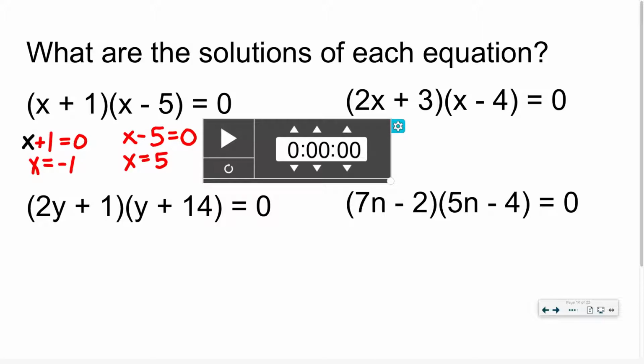y plus 14 equals 0. Subtracting 14 from both sides, y is negative 14. And then Zara did our last one here. 7n minus 2 equals 0. Adding 2 to both sides, 7n equals 2. Divide by 7 to get n alone, n equals 2 sevenths. 5n minus 4 equals 0, adding 4, and then dividing by 5, n would be 4 fifths.